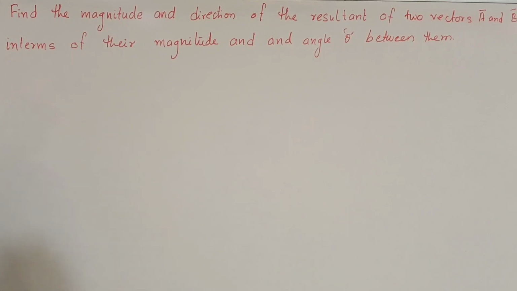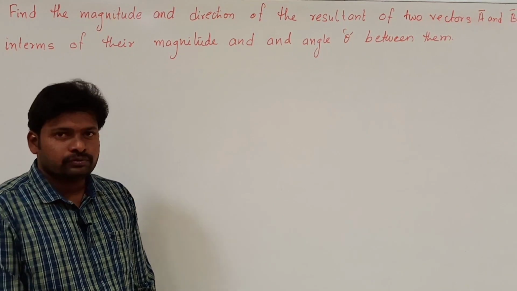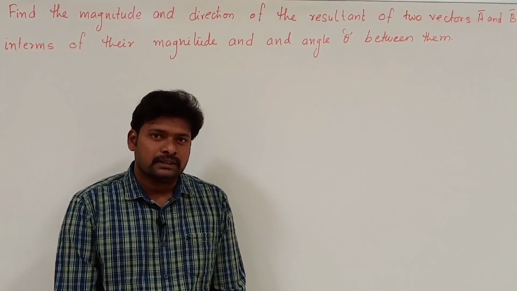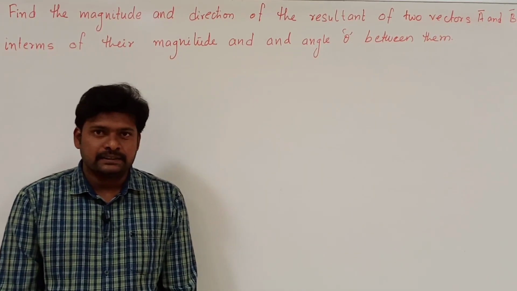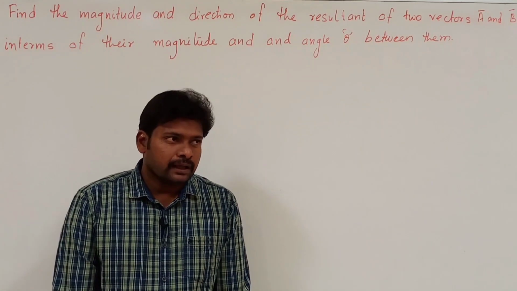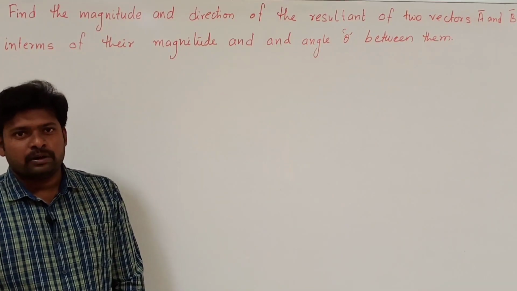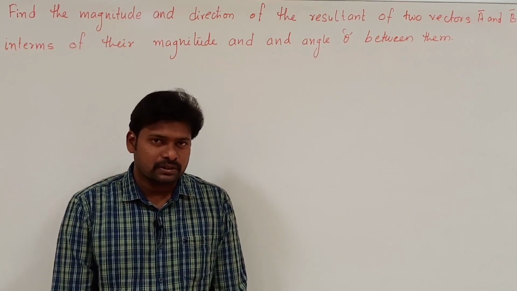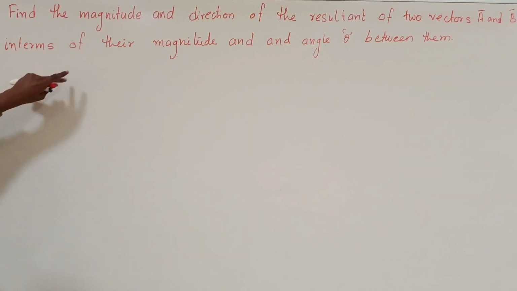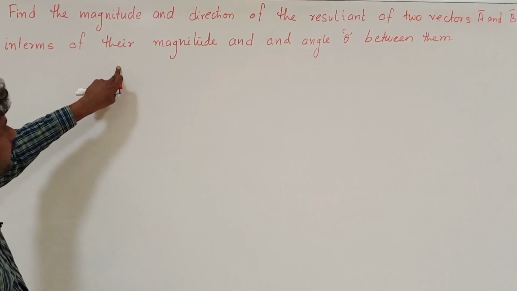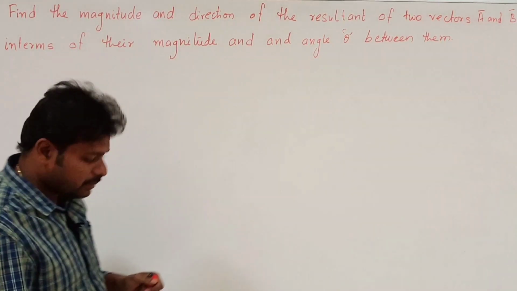Now, we see a simple problem to find the resultant magnitude of two vectors. If vectors A and B make an angle theta, how do we find the resultant magnitude of the two vectors in terms of theta? This is also an application of the parallelogram law of vector addition. We shall see the resultant vector and its direction also in this problem. Find the magnitude and direction of the resultant of two vectors A and B, in terms of their magnitudes, making an angle theta between them.